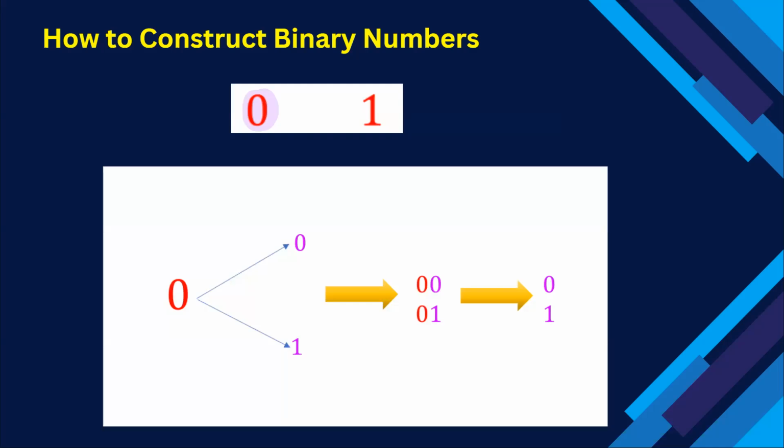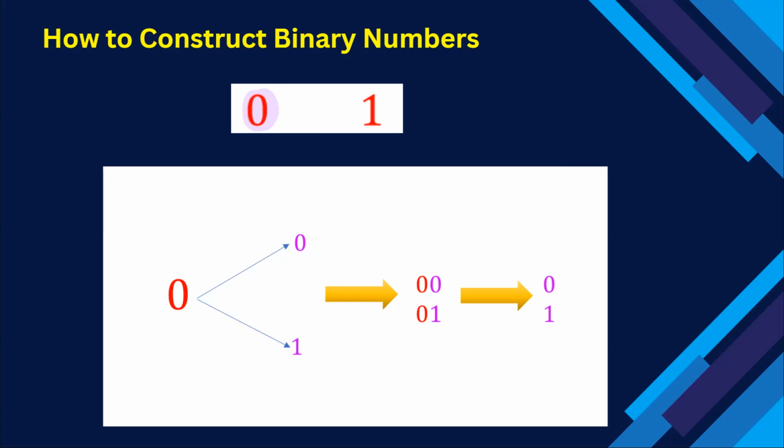But let's just look at that. How are we constructing these binary numbers, right? And that's actually very simple. What you're actually doing is using the combination of zeros and ones in a particular arrangement, in a particular sequence.